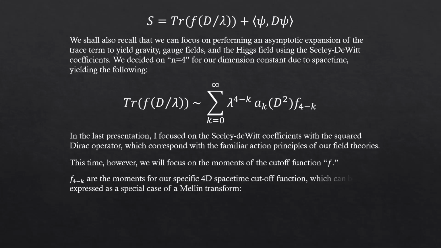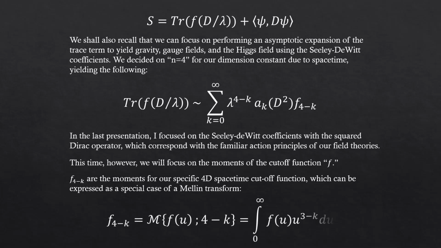F sub 4 minus k are, as I mentioned, the moments of our 4D space-time cutoff function. And that can be expressed as a special case of a Mellin transform. And so we have the Mellin transform in terms of f of u and 4 minus k, and that gives us an integral ranging from 0 to infinity of f of u times u to the 3 minus k, all integrated with respect to u.